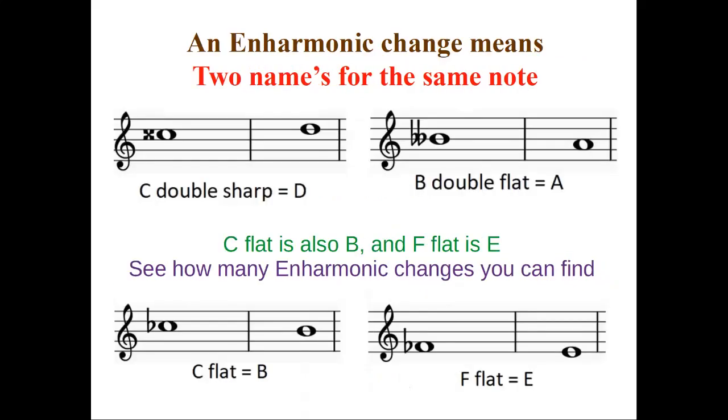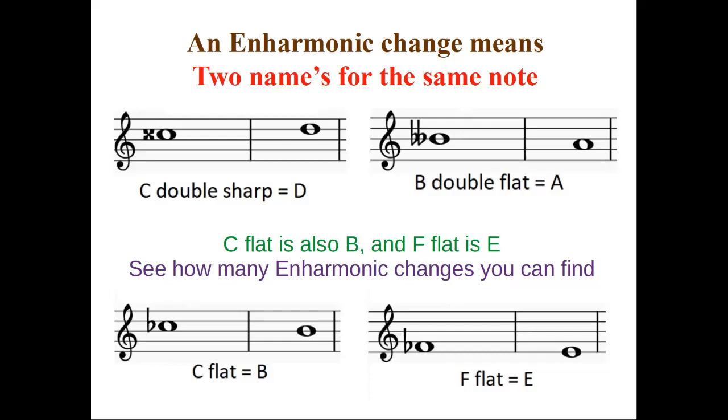An enharmonic change means two names for the same note. So let's look at some examples. On the top left, we have C double sharp, which is the same note as D. You see on the left, C double sharp, that's C with the X sign, which means double sharp. If you took a C and made it a sharp, it would be the black note between C and D. And if you made that a sharp, it would become a D.